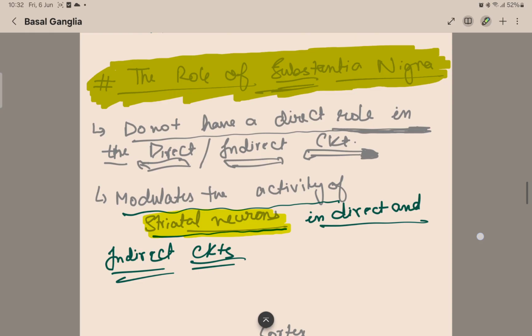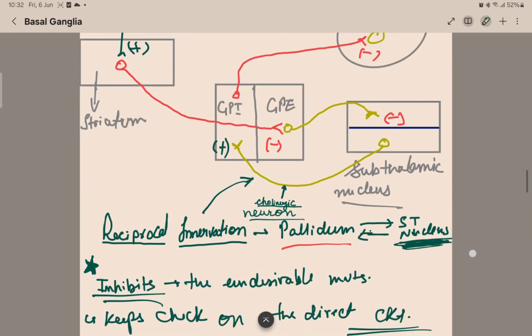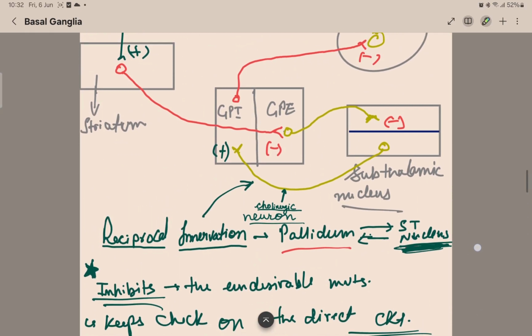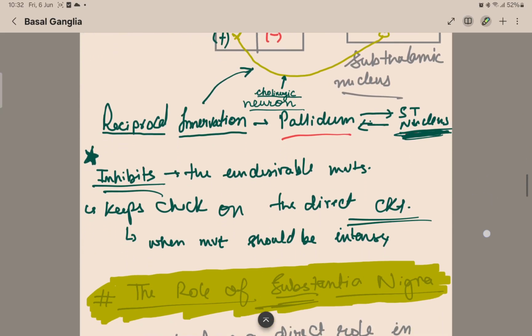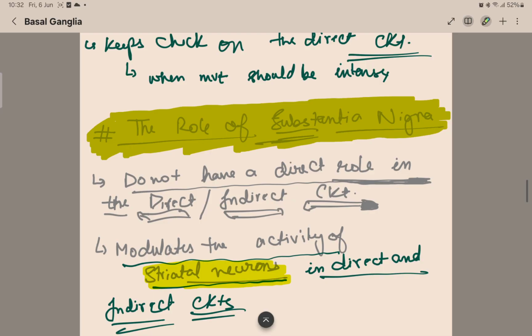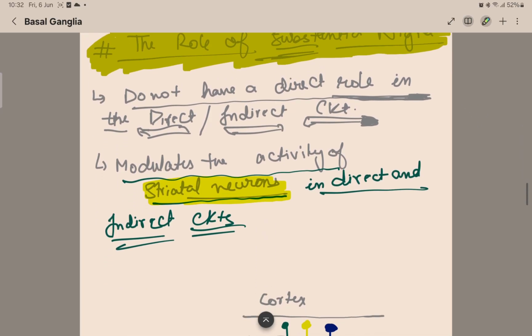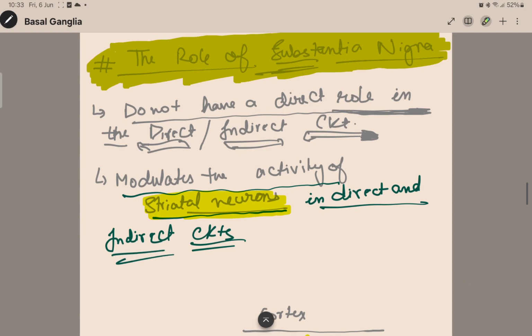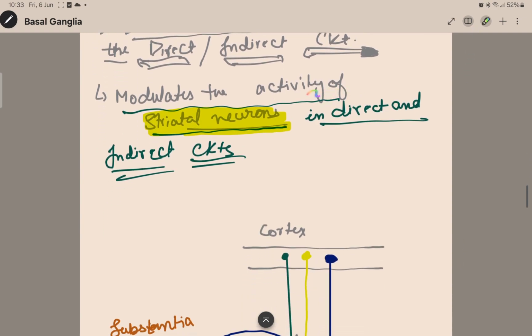Now there are 5 parts. We have discussed the 4 parts. The 5th part is substantia nigra. Substantia nigra does not have any direct role in the direct or indirect circuit. It has an indirect role. It modulates the activity of striatal neurons in direct and indirect circuits.